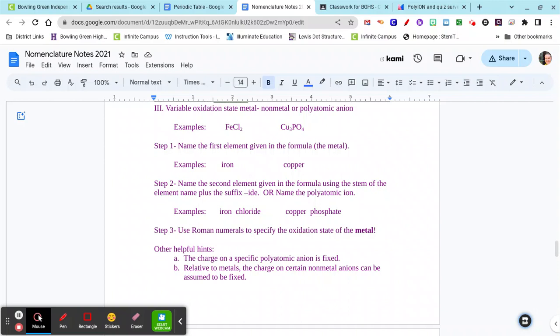Good morning. Today we are going to talk about how to name ionic compounds when the metal does not have the same charge every time. So we call these variable oxidation state metals. Variable just means that they can change. And these are usually your transition elements.